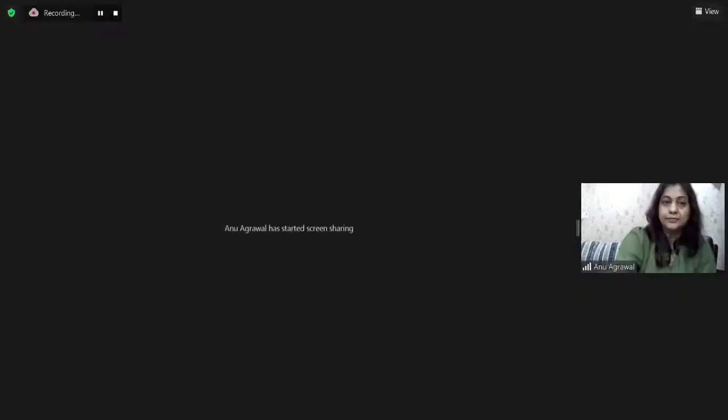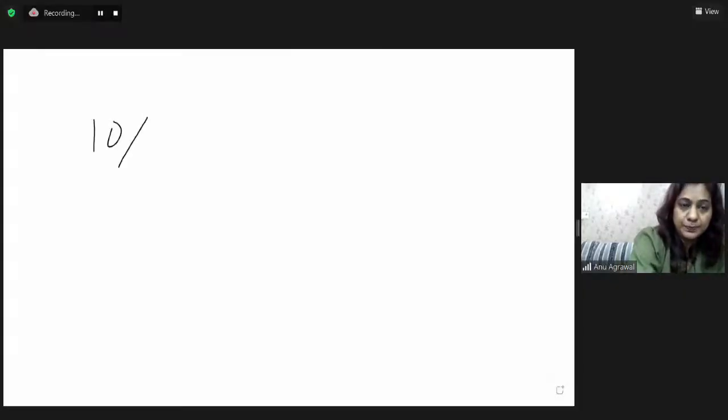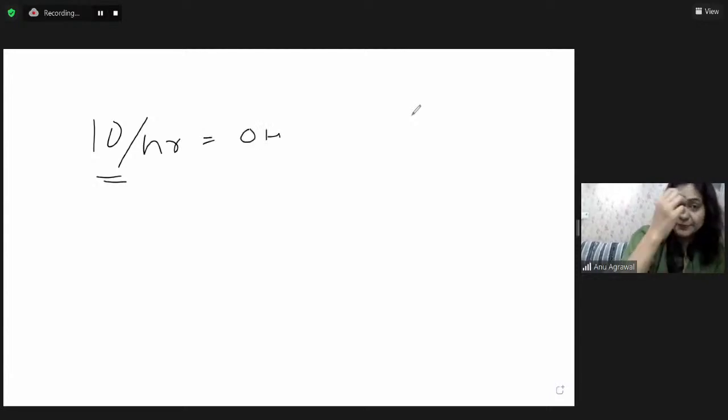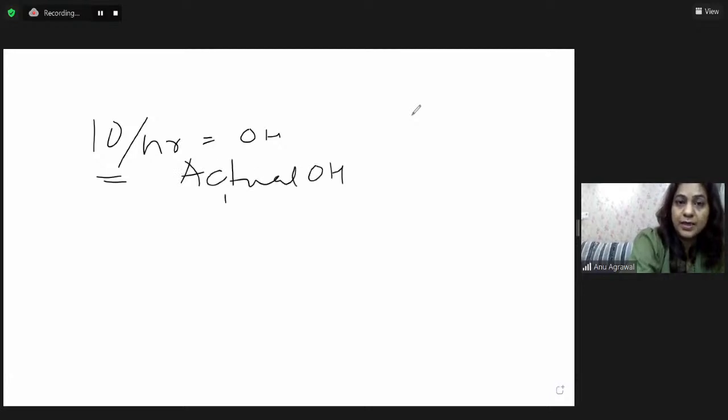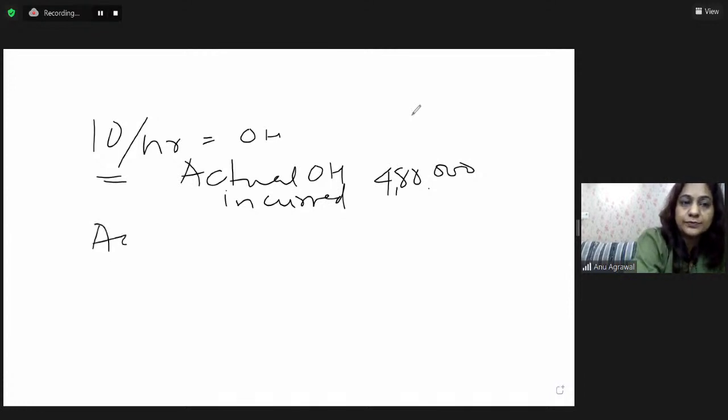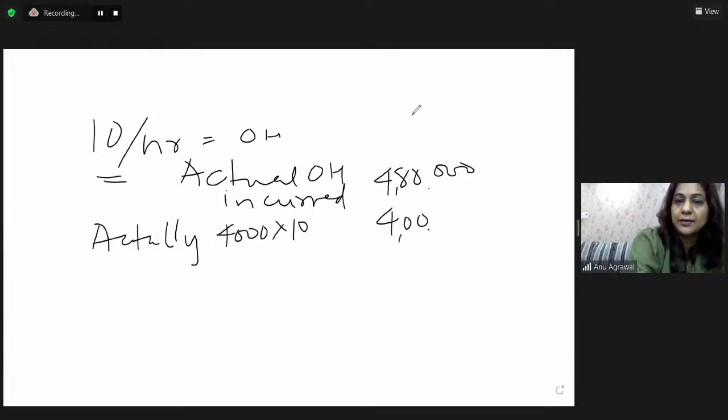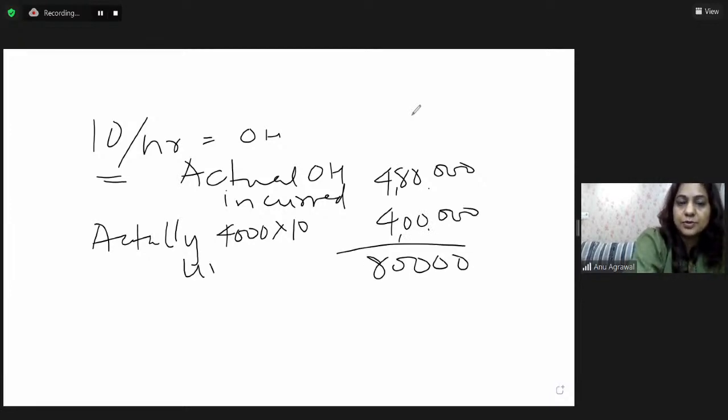If we look at a sum, they say 10 rupees per hour is the overhead rate. And let us say actual overheads incurred are 4,80,000. And let's say you actually work for 4,000 hours. So how much overheads do you recover? You recover 4 lakh. Now this 80,000 is under absorbed.